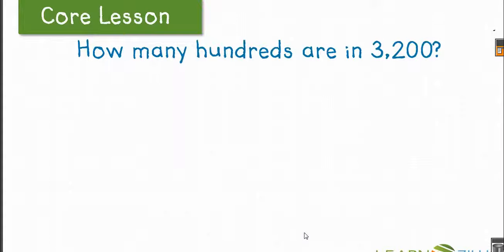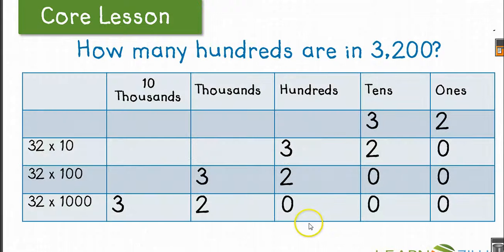How many hundreds are in 3,200? Let's put it in a place value chart. And let's find the hundreds place. We're going to figure out how many hundreds are in 3,200. So there's our hundreds place. The number 3,200 is right here on this row.